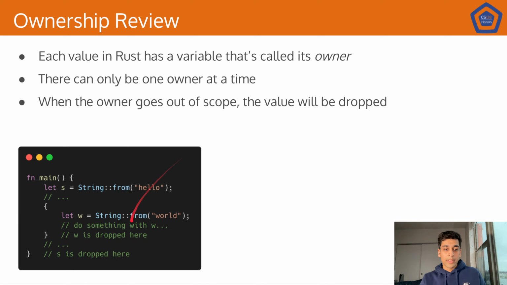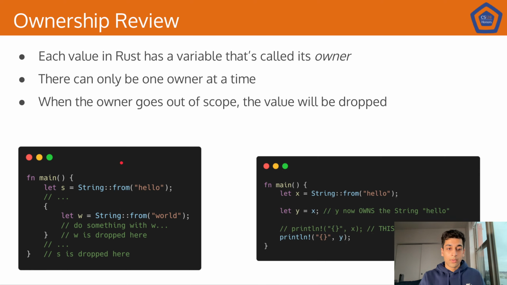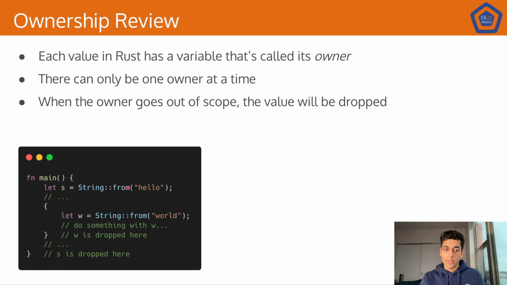Okay, so we have this variable s here. s owns this piece of data, hello. It owns this string. And then we enter this new block of scope, a new curly brace code block. We have this other variable w. w owns this string world. So then we can do something with w. But once w goes out of scope, this data is dropped. So nothing else can refer to it. Nothing else can own it. And at the end of the function, s is also dropped. So this piece of data, hello, goes out of scope once s goes out of scope.